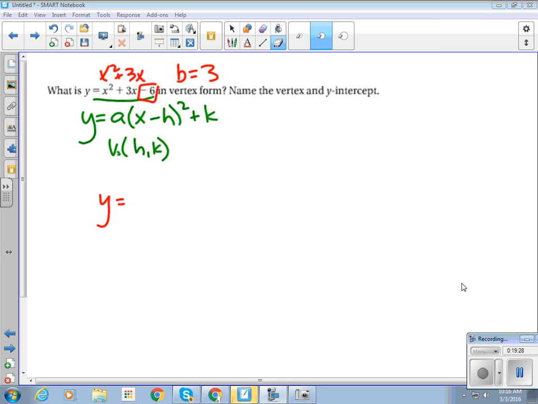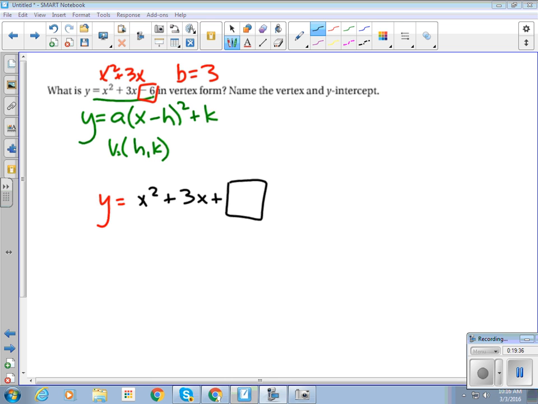So I'm going to go x squared plus 3x plus, I'm going to fill in this little box. But guess what? If I add whatever value I'm going to add to this equation, I better doggone subtract that same value. If I add it to one side and subtract it from the same side, I'm adding 0. So this is where we're being math ninjas.